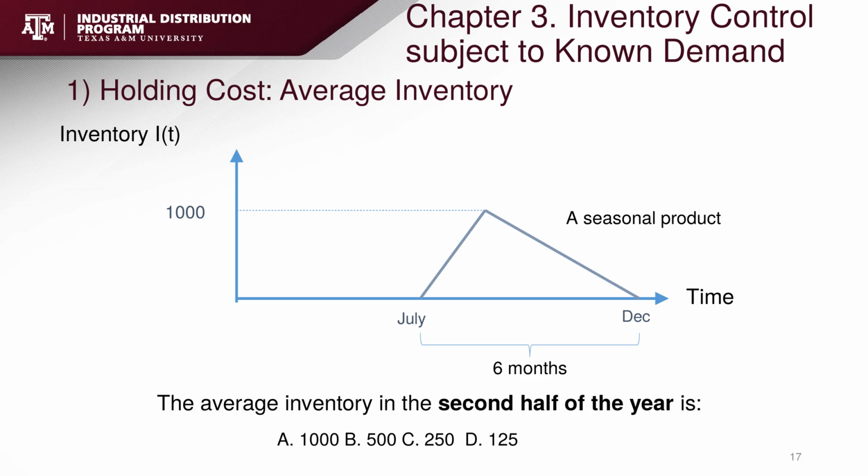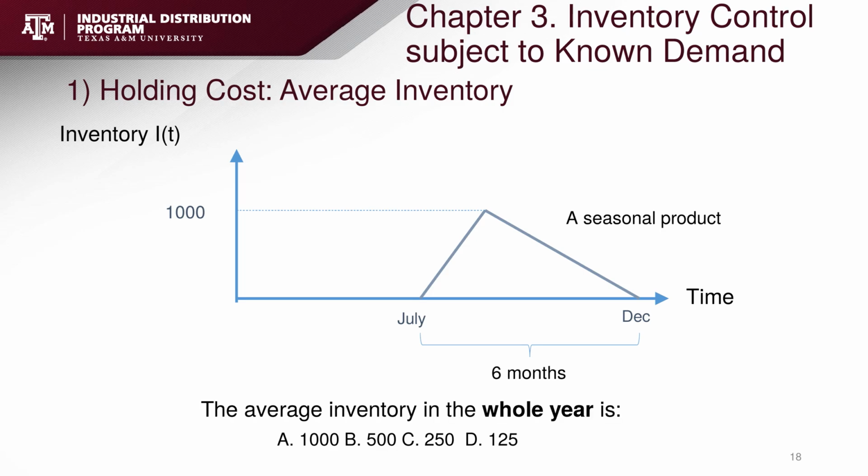Now let's try a quick check. Imagine a seasonal product where inventory peaks at 1000 units in July and drops linearly to 0 by December. That's a 6-month window. What is the average inventory for that second half of the year? Well, it's a triangle with a height of 1000, so the average is Q over 2, which is 500. All right, same product, but now, what is the average inventory over the whole year? From January through June, the inventory was 0. The triangle area for the second half is still the same, but now we divide by 12 months instead of 6. That gives us an average of 250. The lesson here is always pay attention to the time window you're averaging over.